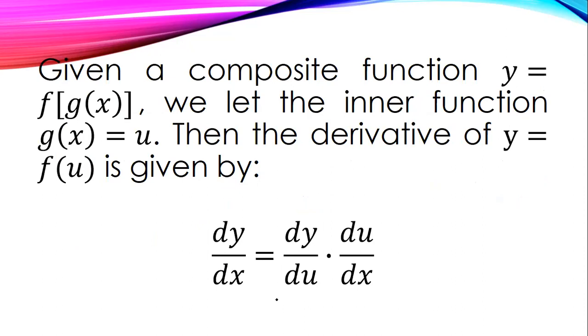Given a composite function y is equal to f of g of x, we let the inner function, pag sinabi natin inner function, yung nasa loob nito, which is g of x, be equal to u. Then the derivative of y is equal to f of u, and to solve f of g of x, we have to follow this rule: dy over dx, or the derivative, is equal to dy over du multiplied by du over dx. So we have to solve the derivative of u, and then we are going to multiply the derivative of yung function natin. To understand this more, let's have some examples.